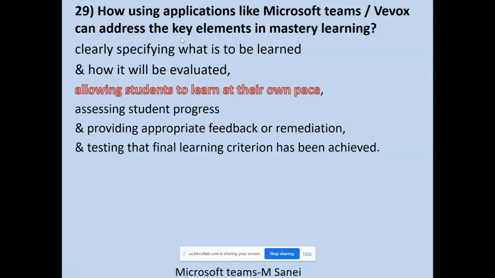And I don't have a big brain, so with my small brain, I cannot know everybody in class. So students skip my hands, and in the midterm or finals I ask, why did you not study? But now I can really pick and choose the students and say, you're not participating, you're not studying, you are answering wrong. Providing appropriate feedback or remediation, testing that the final learning criterion has been achieved. Okay, I will stop with this.